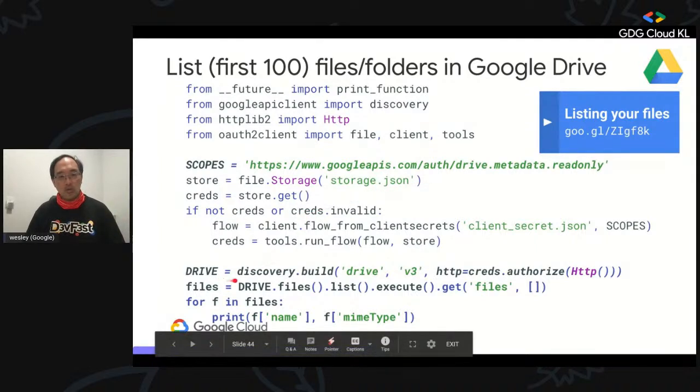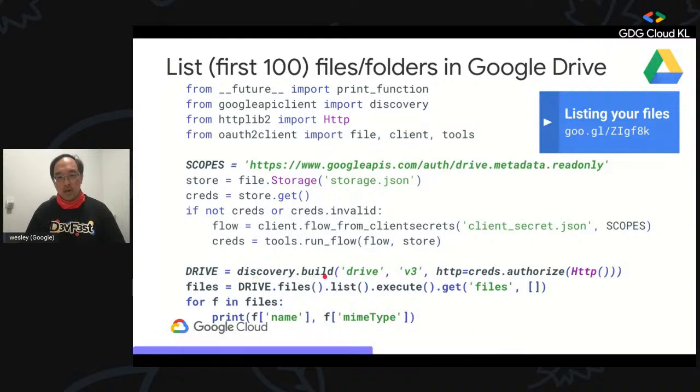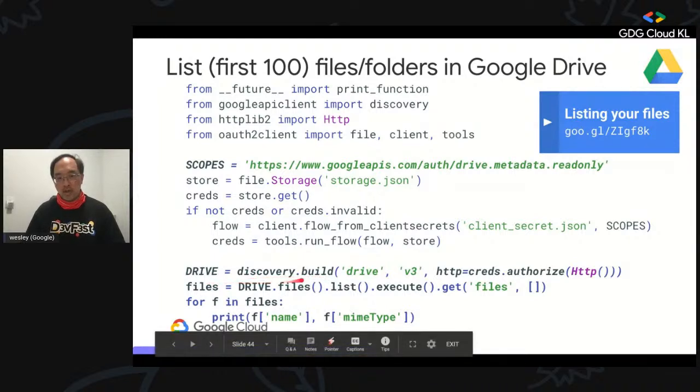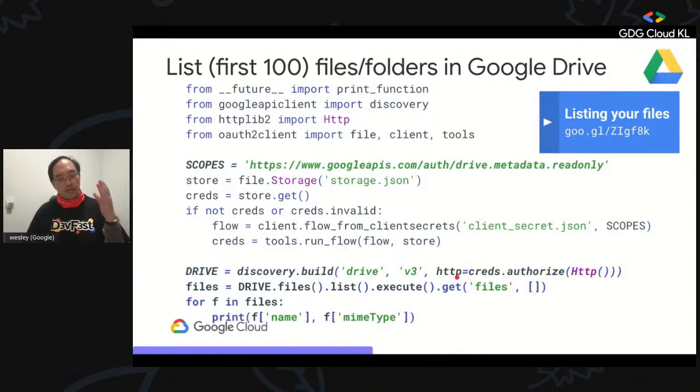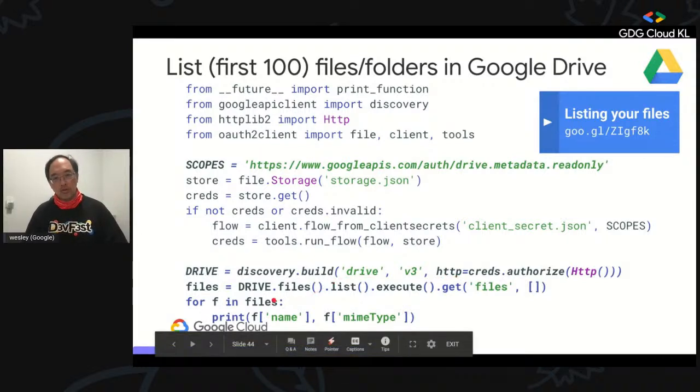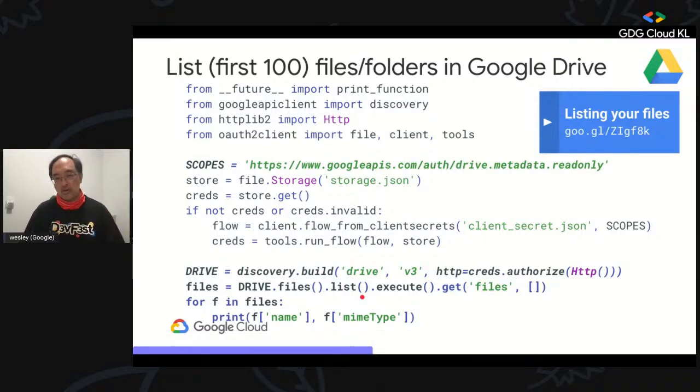And then the bottom part is, once you have the credentials, then you can create a service endpoint to the Drive API. I want to use the Drive API version 3. Here are my credentials. And once you have that service endpoint, I could say, hey, Google Drive, please give me a list of the top 100 files and folders. 100 is a default. I could say something like max results equals 25, where I only get 25 files and folders, right? But if you don't give it anything, it defaults to 100.